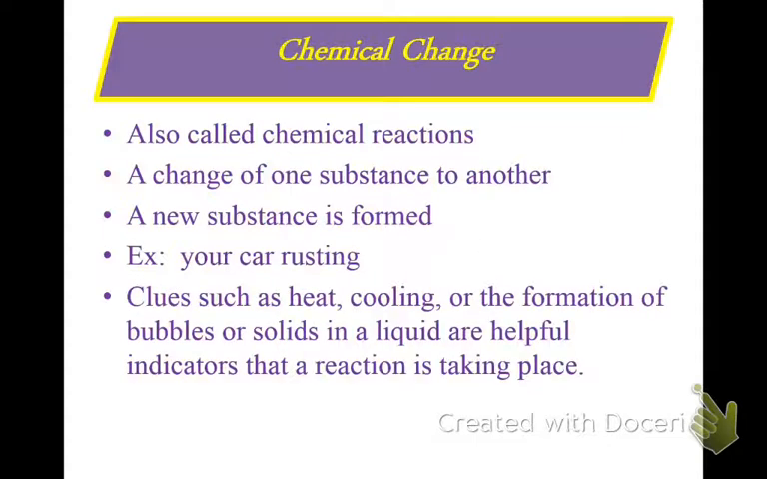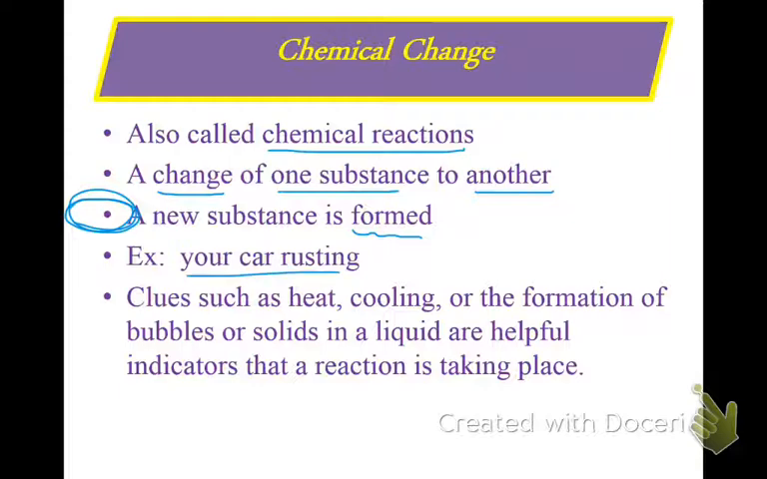So then that's where we get these chemical changes, also called chemical reactions. And that's where we have something changing from one substance into another. And of course, the big thing here is that something new is formed. Something new can be gases, it can be water, it can be a totally new substance. An example I put here is that when your car rusts, rust is a new substance. Iron reacts with the oxygen and water in the environment to produce rust.